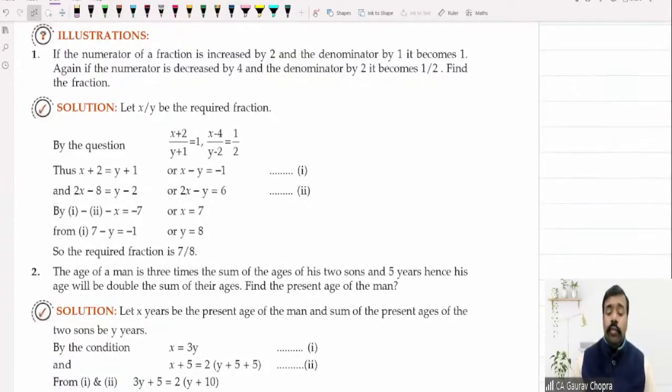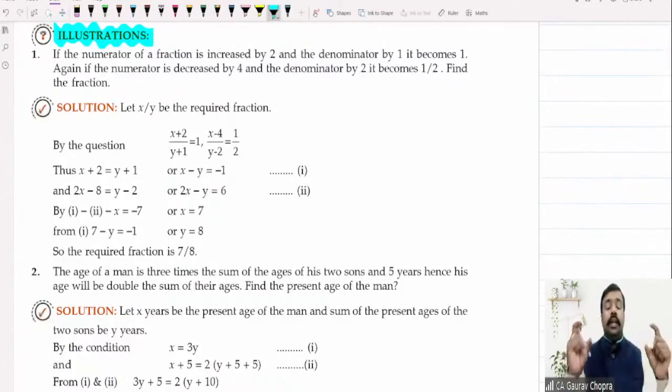If the numerator of a fraction is increased by 2 and the denominator by 1, so we are increasing both numerator as well as denominator, it becomes 1. Now the most important thing is always read statement by statement and make the understanding. So according to this first statement, we have understood that there are two figures. One is the numerator and the second one is the denominator.